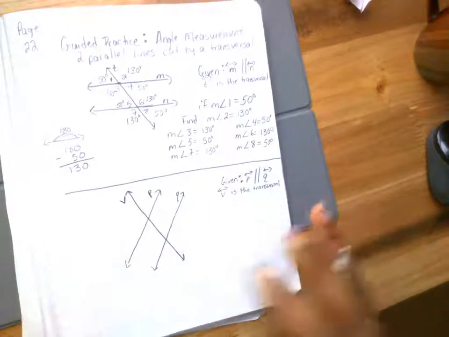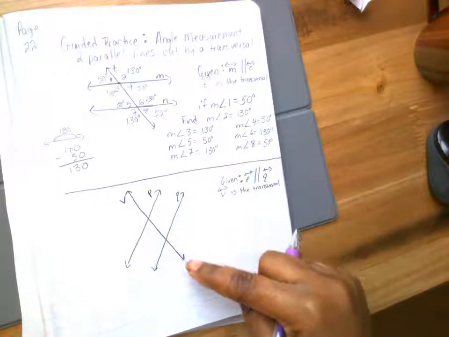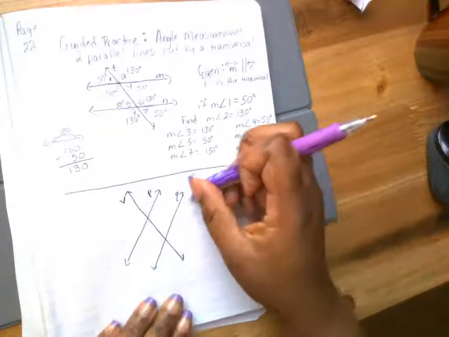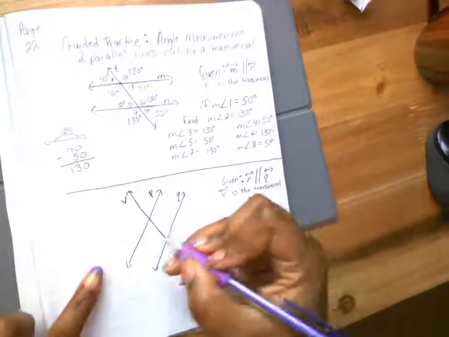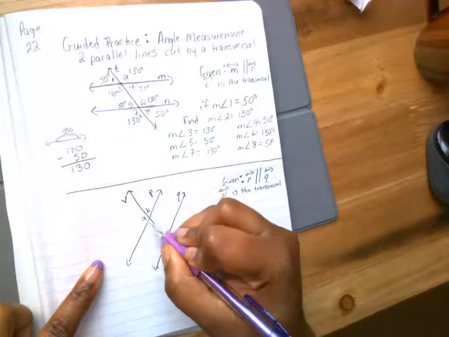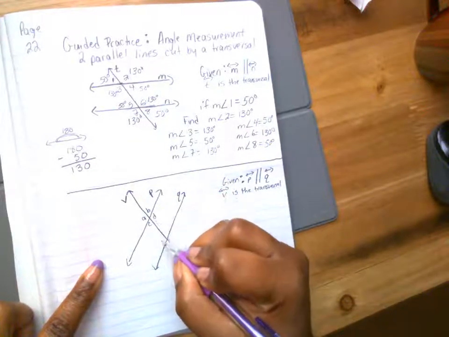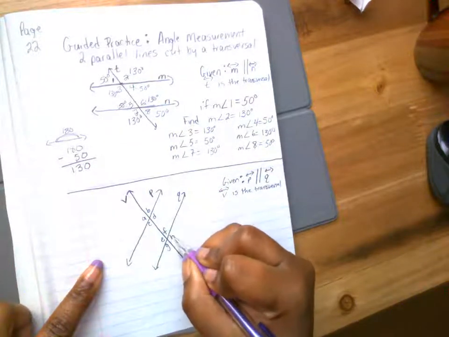Okay? This is the information that you gather. And it forms 8 angles. Instead of using numbers this time, I'm going to use letters. I'm going to say that this is angle A, this is angle B, C, D, E, F, G, and H.